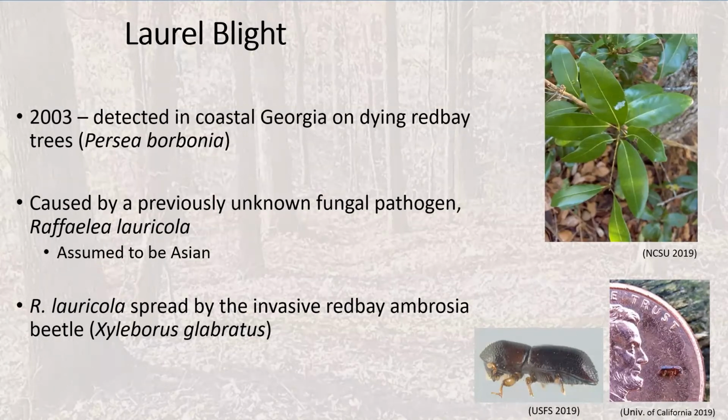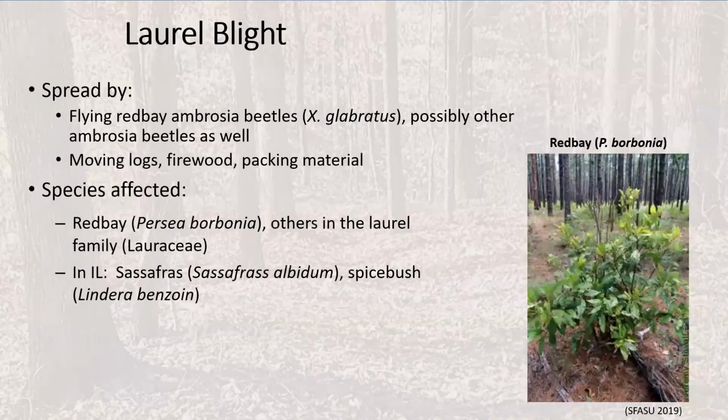But it's again a combination of this insect pest, the ambrosia beetle, combined with really a fungal pathogen that we haven't entirely classified or identified yet. So these beetles are spreading that pathogen amongst susceptible plants. So what are some of the species affected?